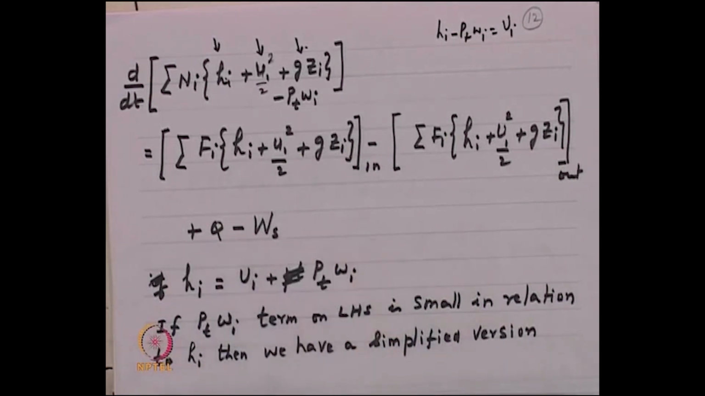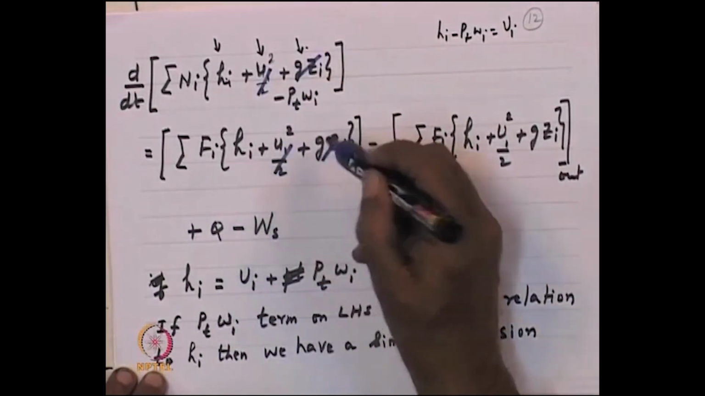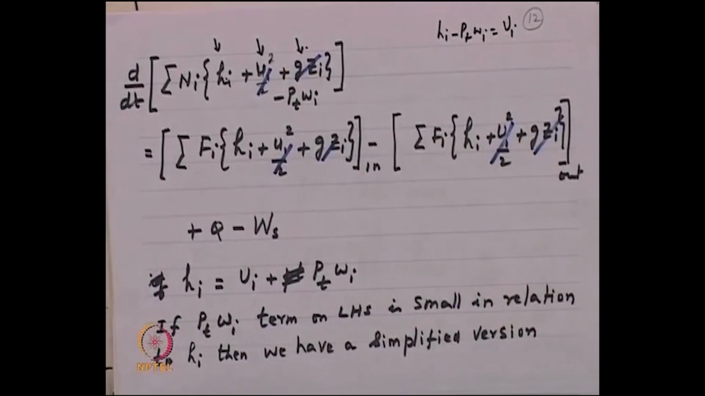So, what seems to happen in reacting systems is that these terms are not very important. Generally, these terms are not very important. In other words, by and large, we are dealing with the enthalpy of the materials which we are dealing with. So, a simplified form of the energy balance can be looked at like this.